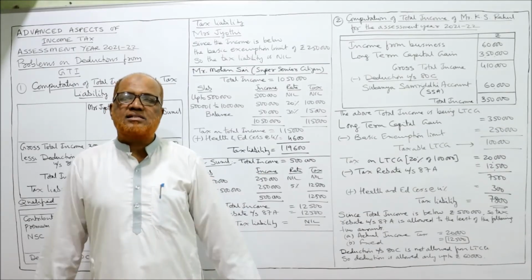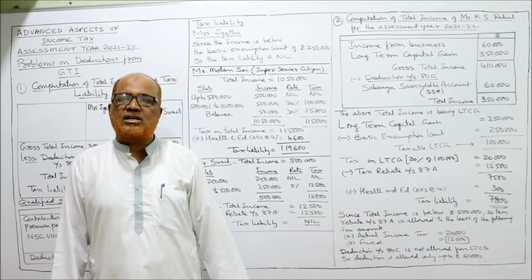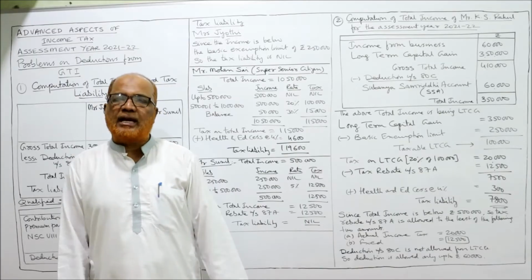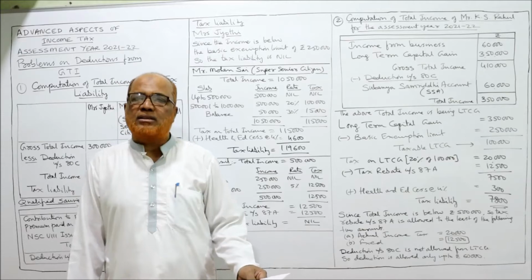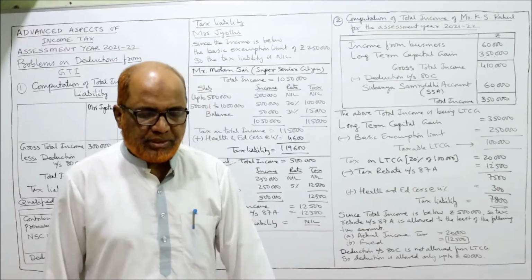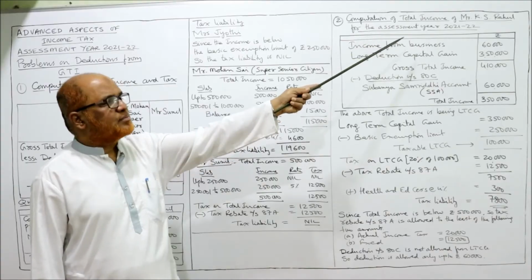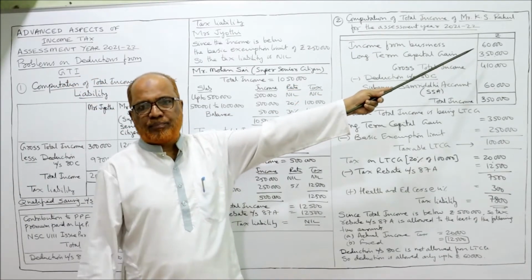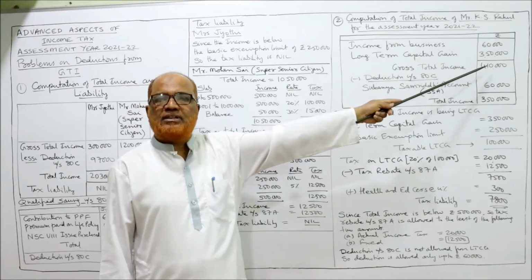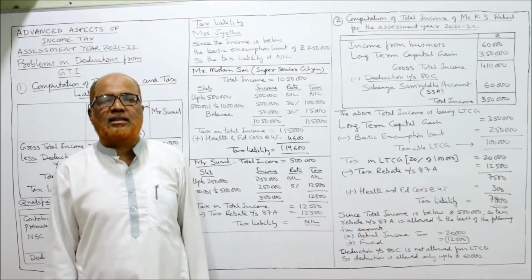This Sukanya Samriddhi account is a qualified saving under section 80C. So deduction will be given under section 80C for the amount deposited in the Sukanya Samriddhi account. Now, computation of total income of Mr. K.S. Rahul for the assessment year 21-22. Income from business 60,000 given in the problem. Long-term capital gain 3,50,000 given. So gross total income comes to 4,10,000.